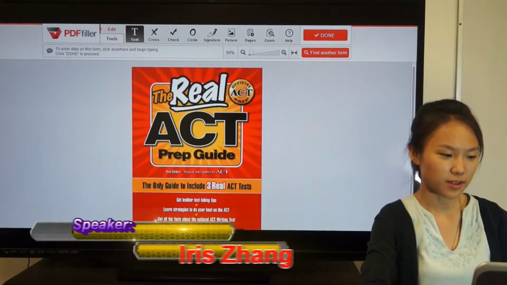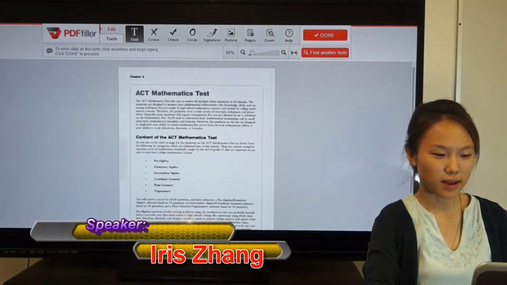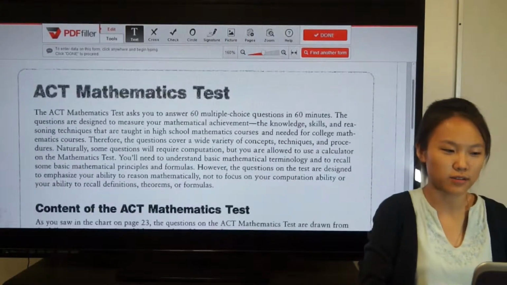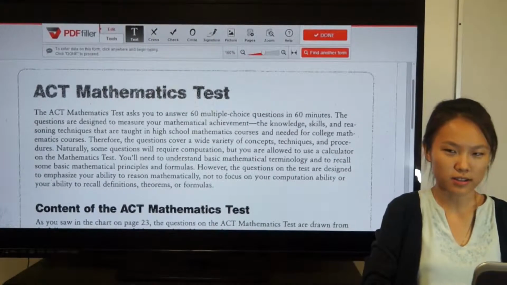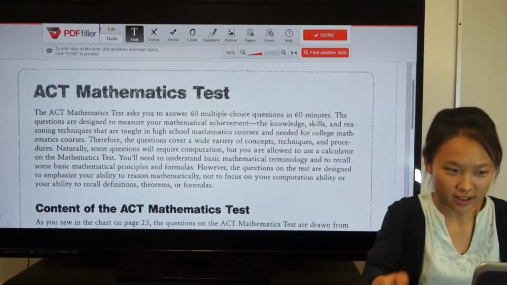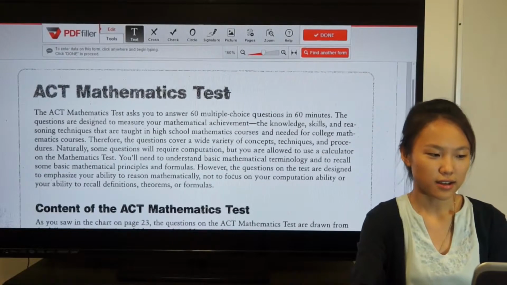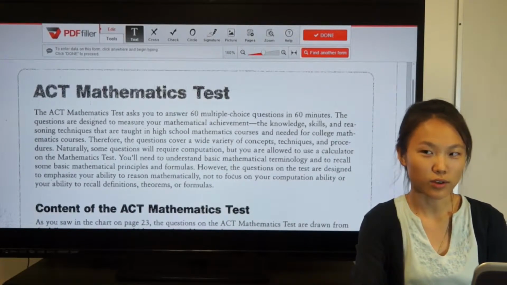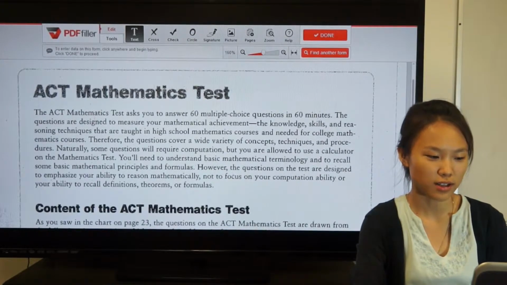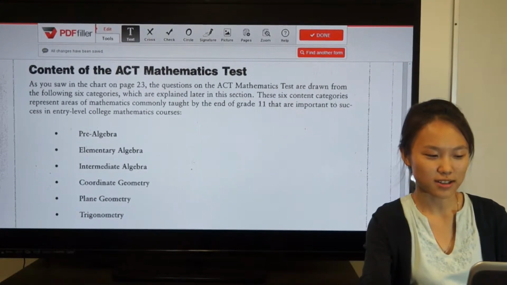Using the Real ACT Prep Guide, Introduction to Math. Basically, the ACT math test is different from the SAT math test in that it is more difficult, and you have a little more questions. Again, time limit is important because you are more limited in time than the SAT, and it's more difficult because instead of going up to geometry or algebra 2, it actually goes up to trig. So the ACT math is different in that it has more sections.